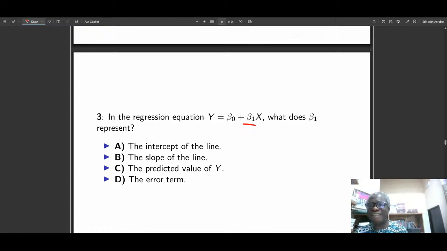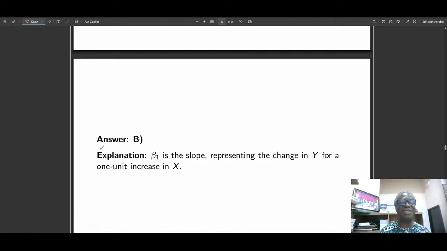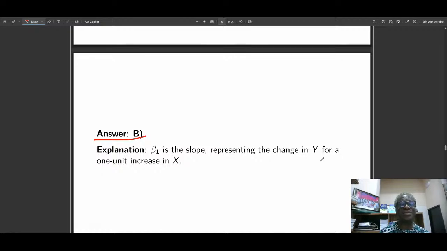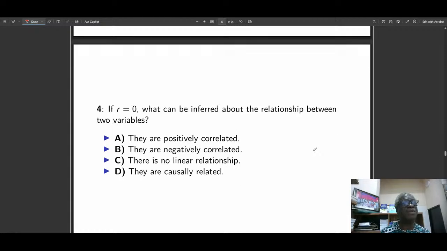Okay, your responses look great. So you are correct. Your correct answer is B. So beta 1 is the slope representing the change in y for a unit change in x.